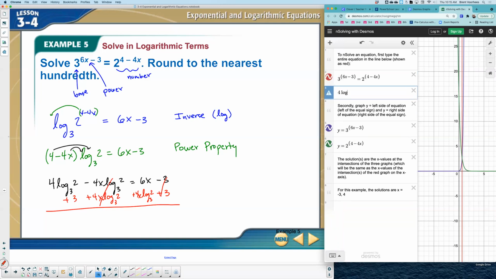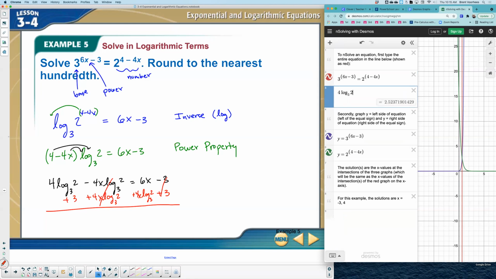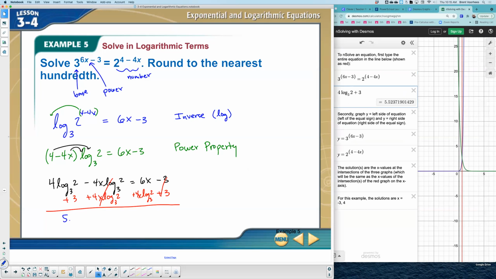log base 3 of 2, and I'm adding the 3 right here. That's what I'm doing. Plus 3 is going to give me approximately 5.523719. I'm going to add a few more decimals there. Okay, that's what that equals right there. And then over here, these two will simplify.